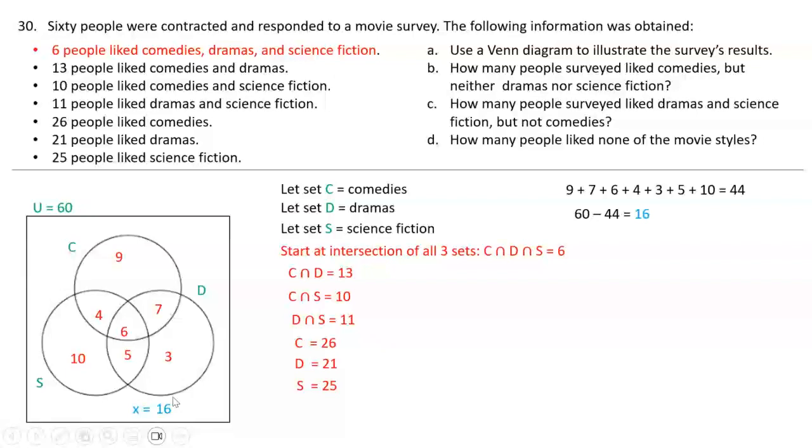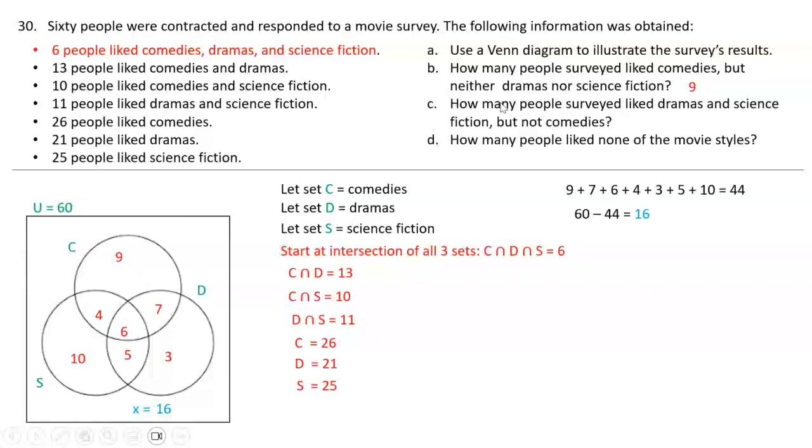Now let's go and answer the questions. It says use a Venn diagram to illustrate the survey's result. I already did that. I already did part A. Now let's do part B. It says how many people surveyed like comedies, but neither dramas nor science fiction? So they're talking about all this section here. They like comedies, but they didn't like these right here. So the answer will be 9.